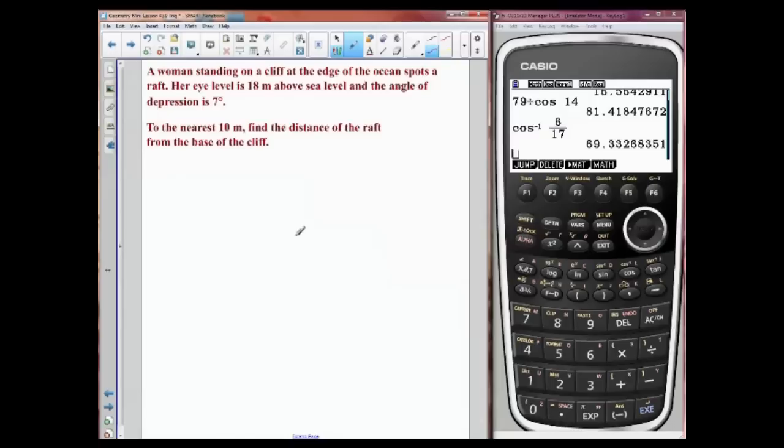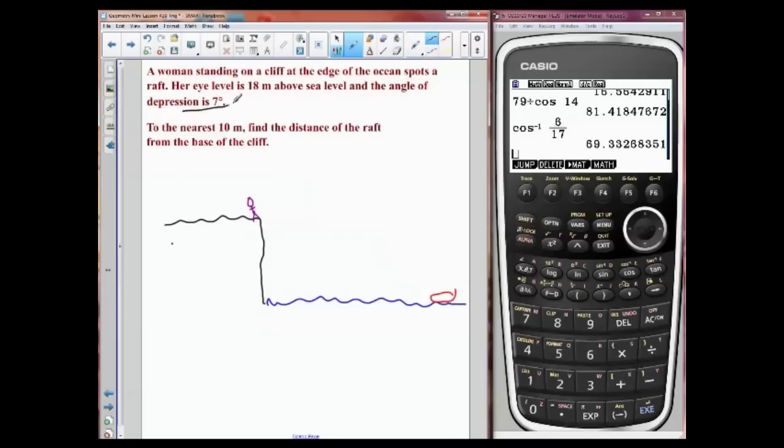Now we got a word problem here, so we're going to have to take a look at this. A woman standing on a cliff at the edge of the ocean. So here's a cliff. Here's the ocean. Hey, I need blue. I don't have blue. There's blue. There's my water. And I need a raft. We'll make the raft red. Here's a little raft. We'll make the woman purple. She's an alien. There we go. And she's looking out at a raft.